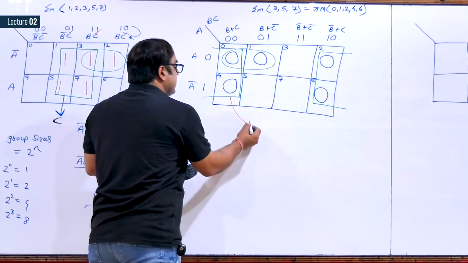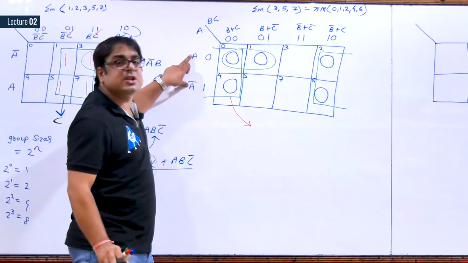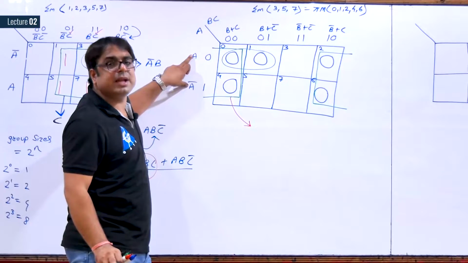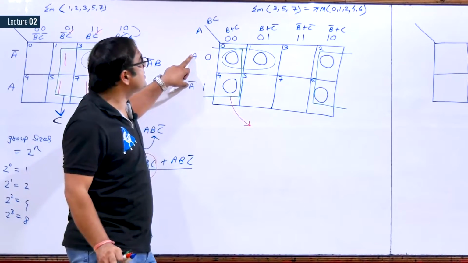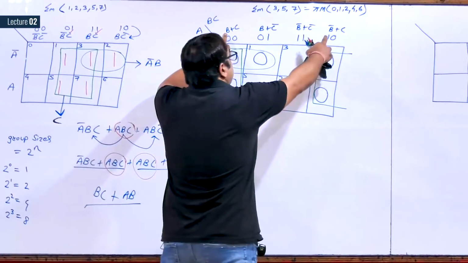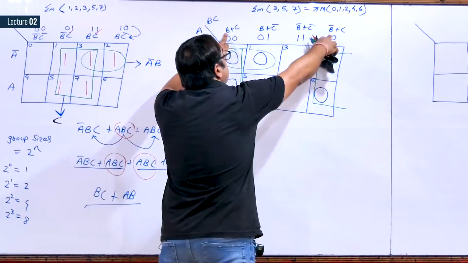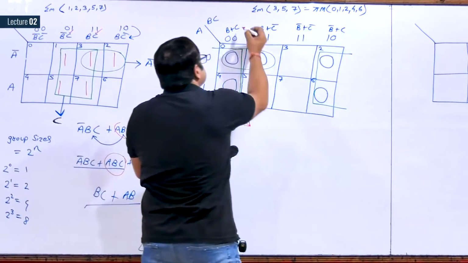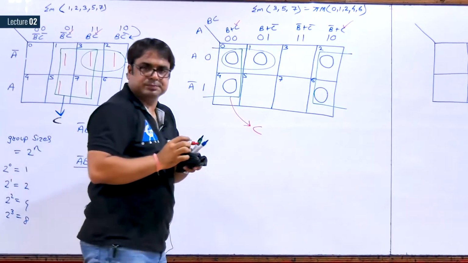In this quad, A is changing, so A is not the part of the answer. B and B complement, B is changing, B is not the part of the answer. So only part of the answer is C. So this term is C.